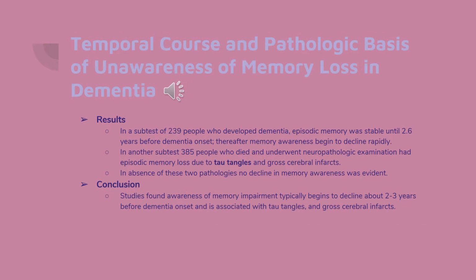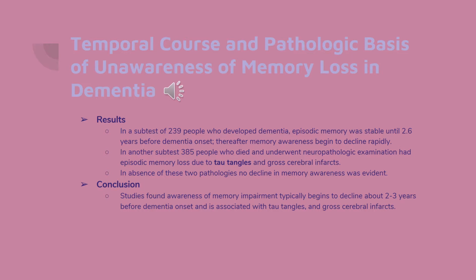Continuing with the second peer review article, the results from the study included 2 subtests. In the first subtest, of 239 people who developed dementia, their episodic memory was stable until 2.6 years before their dementia onset. Thereafter, their memory awareness began to decline rapidly.